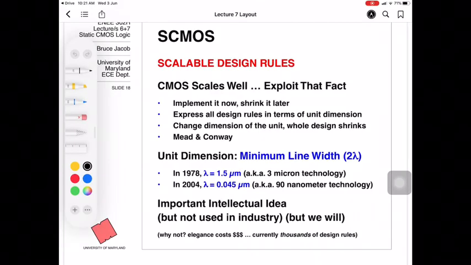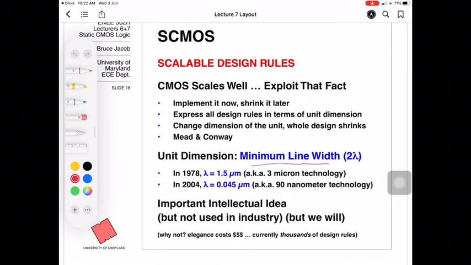Okay, so today we are going to do scalable design rules for the CMOS technology. The scalable design rules are the rules that you need to comply to when drawing any layout in CMOS technology. So the important factor in the beginning is the minimum line width.